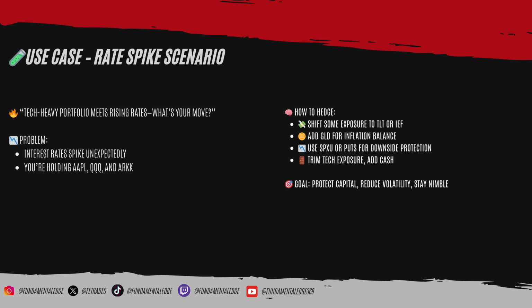Want downside protection? Use SPXU, a 3 times inverse ETF on the S&P 500. Or buy puts on QQQ to directly hedge your tech positions. Either way, you're using tools to manage risk rather than blindly riding the wave. And sometimes the move isn't an instrument, it's an exit. Trim exposure, raise cash. It's not emotional, it's tactical.